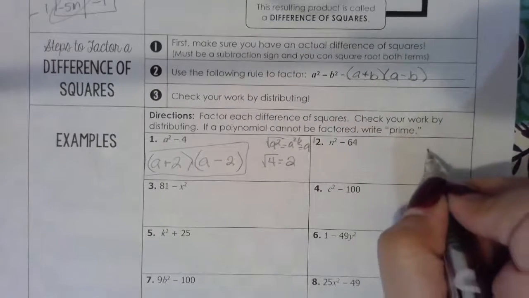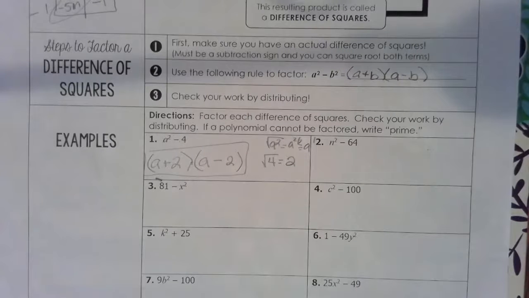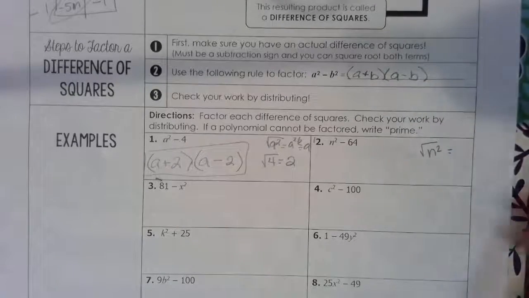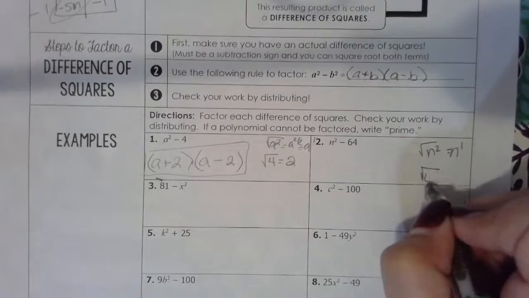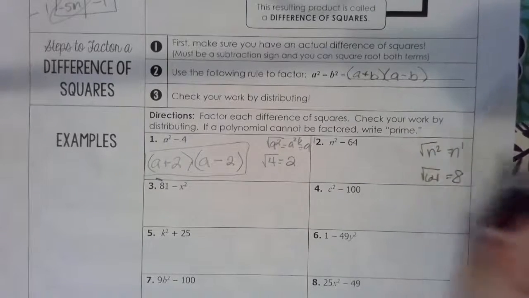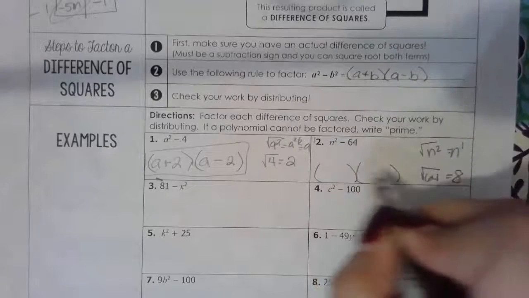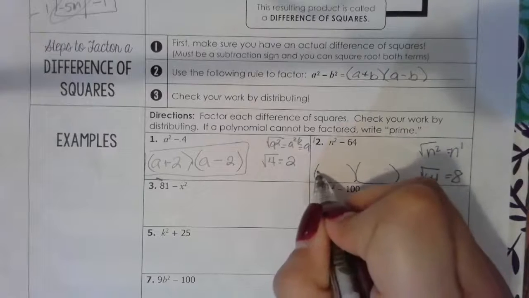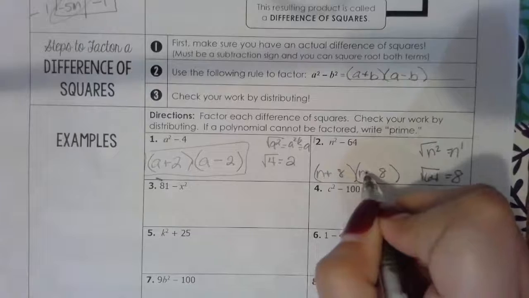So in this case, the square root of n squared, I need a different, give me 1 second. That'd be n to the first. The square root of 64 would give you 8. So in here, another easy way to remember it is n came first before the number, so you put n, 8, n, 8, add, subtract.